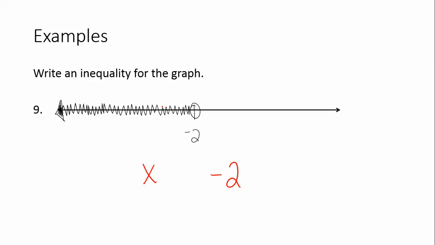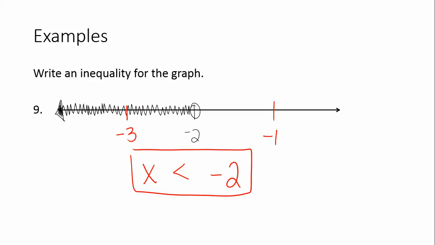So we're shading to the left. So because we're shading to the left, we're talking about numbers that are less than -2, like -3, -4, -5. Those are all less than -2. Finally, we look here, we see that it is not shaded in. So because it's not shaded, we just want the less than symbol. We're not actually talking about -2, we're talking about everything less than -2. So x is less than -2 is the inequality for the graph.